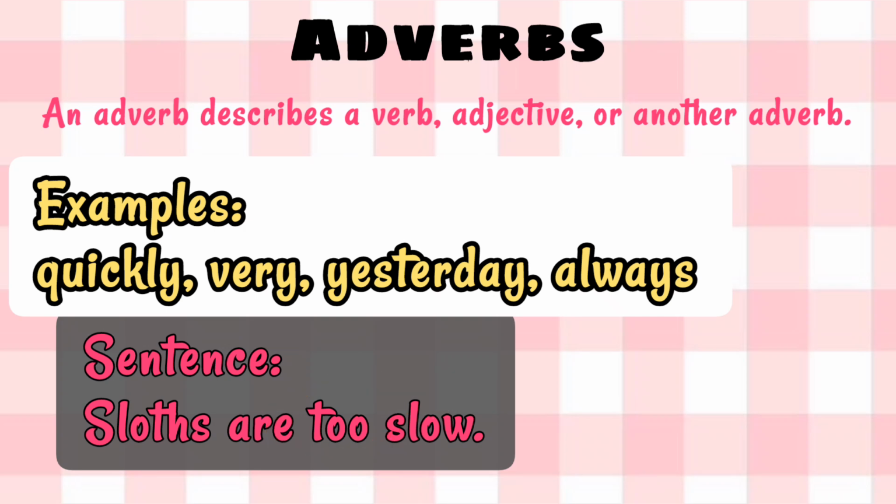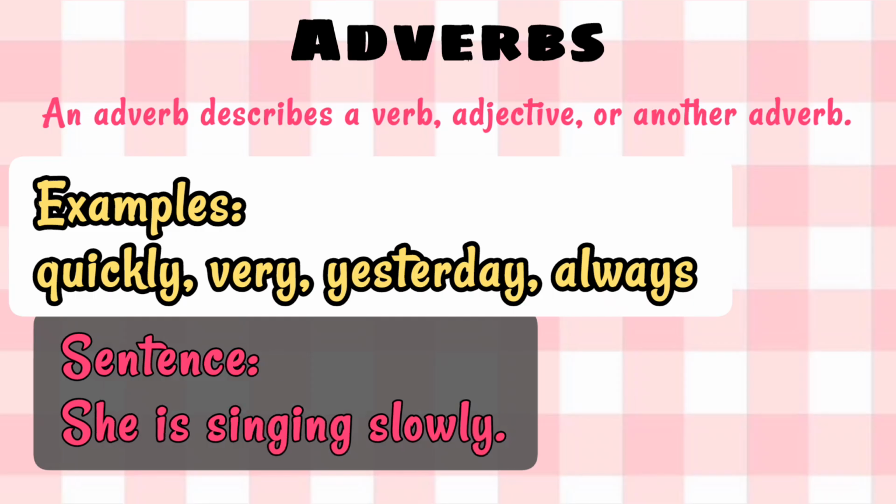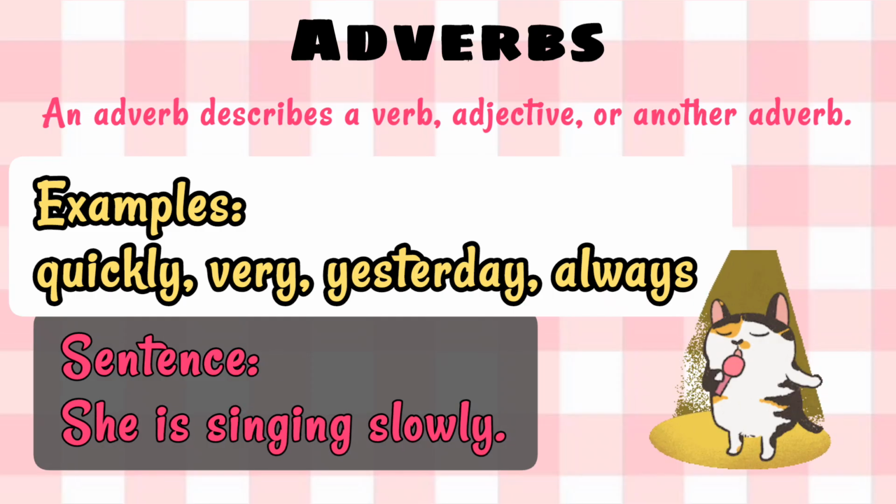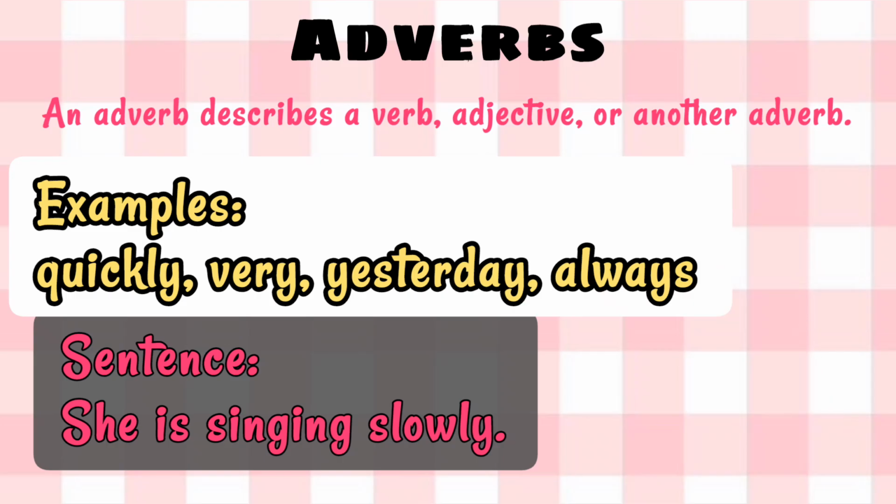Let's look at how an adverb can modify another adverb. In the sentence, she is singing slowly, slowly is an adverb describing how she is singing. So it's talking about singing. It's not talking about the lady, she or her.